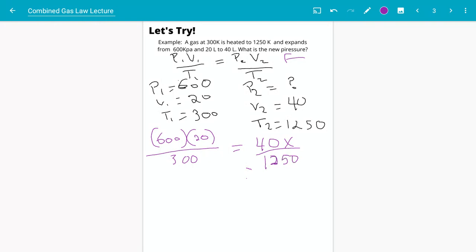Okay, again, x represents P2, and that's going to be divided by 1250. Okay, I personally, from this point, like to go ahead and cross multiply. So right when I have this, I like to go ahead and do my cross multiplication. If you wanted to multiply these two numbers together first, you could, but I personally like to cross multiply first. So that would end up being, if I rearrange this equation, that's going to be 600 times 20. Then I'm going to go down here and multiply it times 1250. And that's going to be equal to 40x times 300.